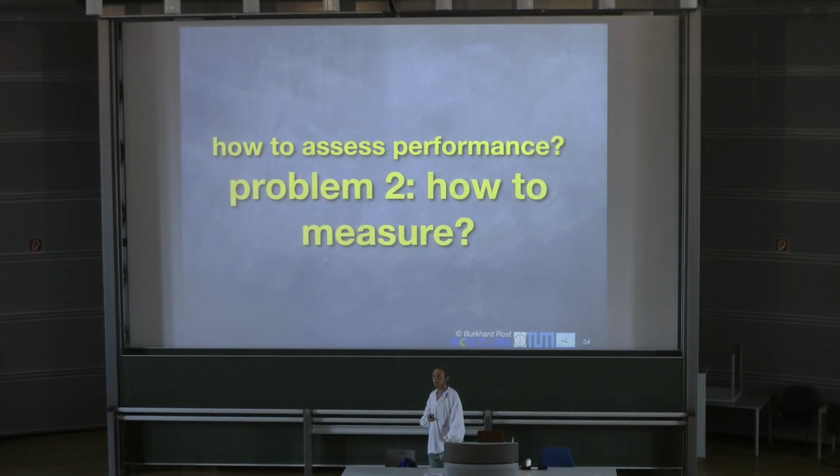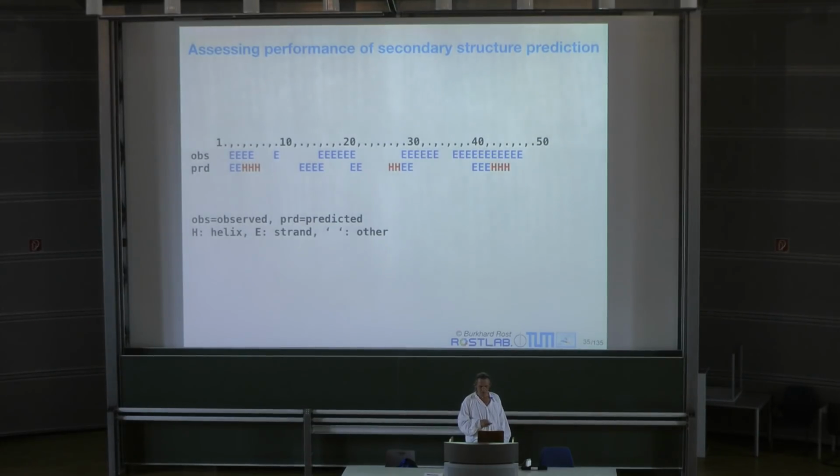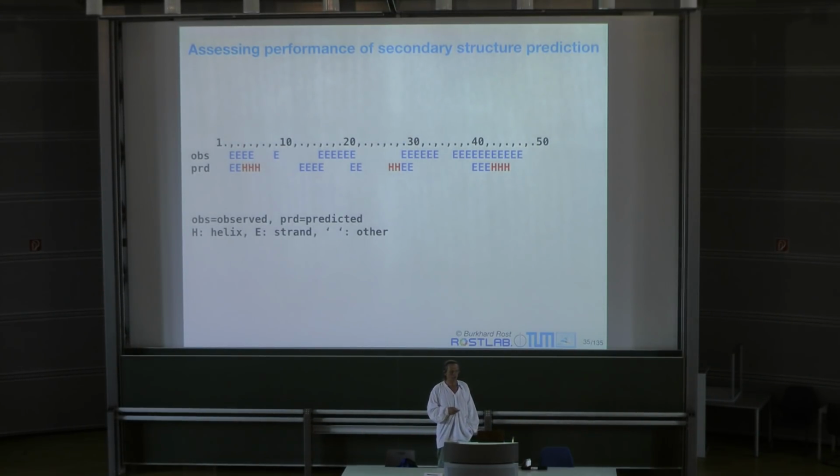Now, how would you measure the performance of secondary structure prediction? So what I show you here is an observed secondary structure, and again the blank means there is the state other, and PRD is the predicted. So I have 2 strings, and my question to you, how good is the prediction? How do you measure the accuracy of the prediction? Can you throw a bunch of ideas at me? The simple number of matches.